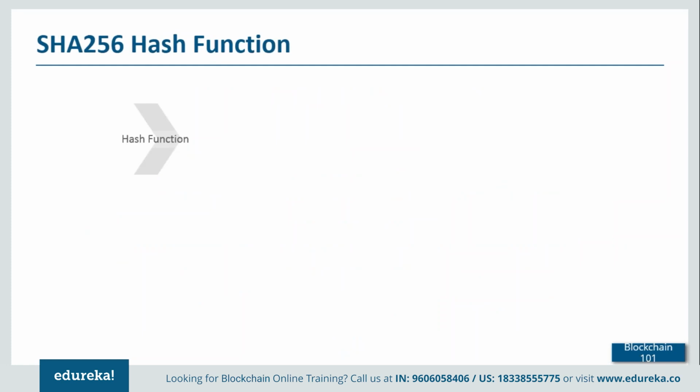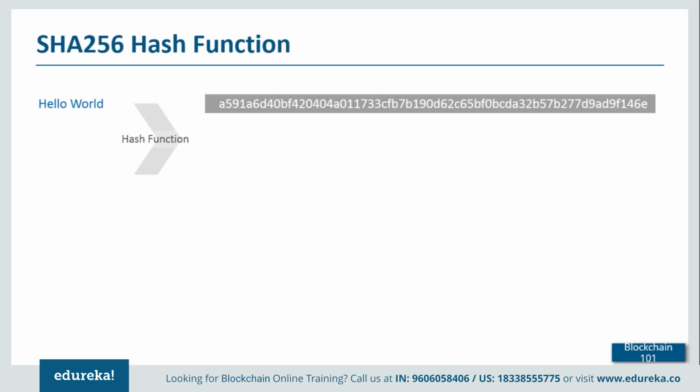Now, to give you a better understanding of how the hash function works, let's take an example here. Let's say I'm going to give hello world as an input to the hash function. It is going to give me a corresponding output. Looking at this output, I'm quite sure none of you can guess that hello world was the input. And this algorithm is so complex that even if you make a slight change to the input, the output value completely changes. Let me show you that with this.